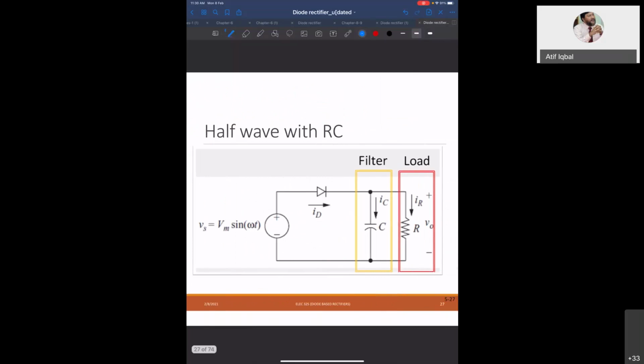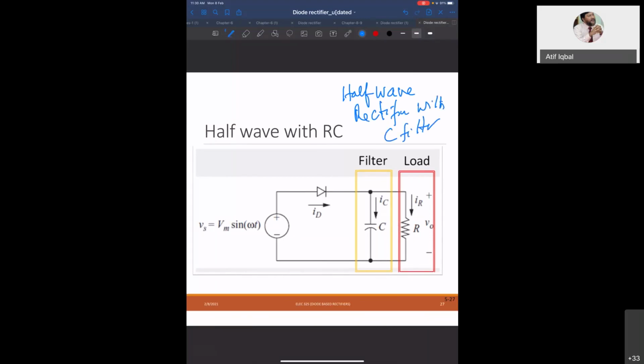Now the next topic is half wave rectifier with RC filter. Okay, or with RC load, or you can say the capacitor is acting as a filter. So we can also call this a half wave rectifier with C filter.